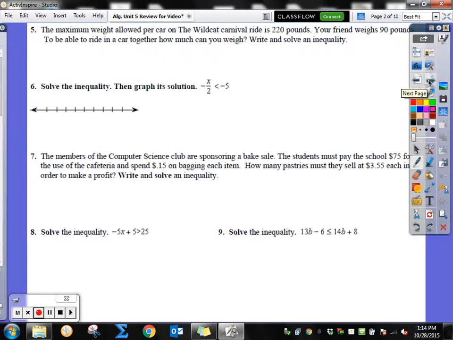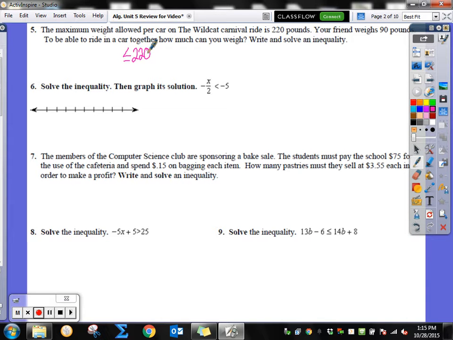Number 5 says the maximum weight allowed per car on the Wildcat Carnival ride is 220 pounds. Your friend weighs 90 pounds. To be able to ride in a car together, how much can you weigh? Write and solve the inequality. So if the maximum weight is 220, our inequality is going to have to say that it is less than or equal to 220 pounds.